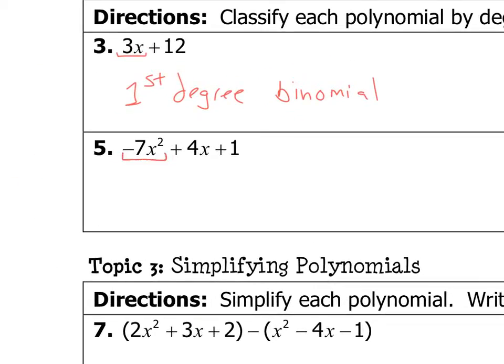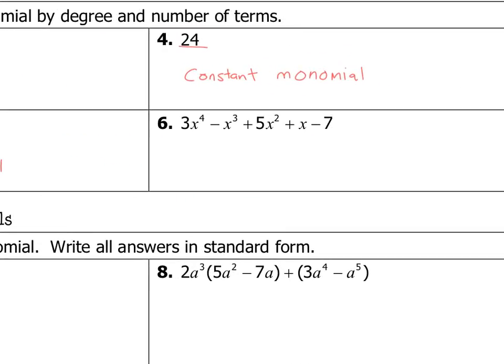If we look at this one right here, this would be a second degree, and it has 3 terms, so it would be a trinomial. And if we look at this one right here, this would be a 4th degree. And it has 4 terms, so it would be a polynomial. Actually, 5 terms, so it would be a polynomial.